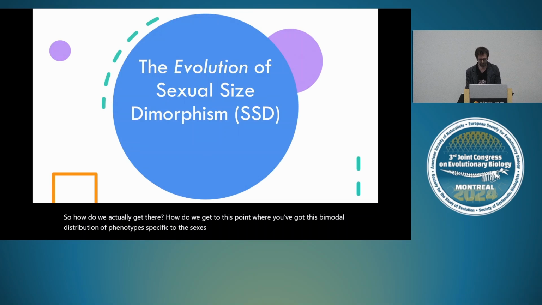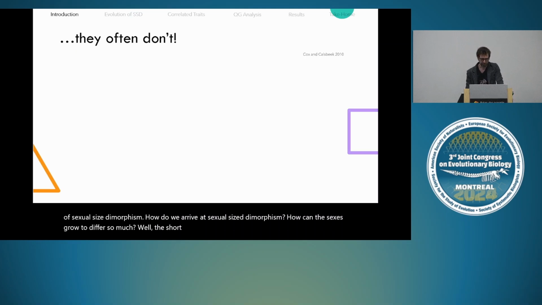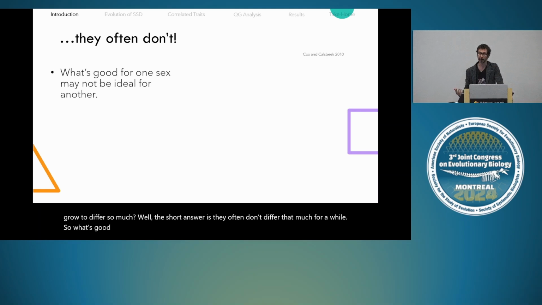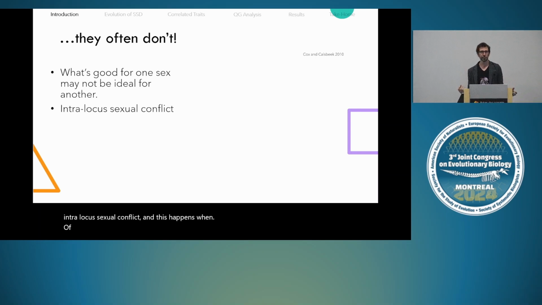Well, it makes us think about the evolution of sexual size dimorphism. How do we arrive at sexual size dimorphism? How can the sexes grow to differ so much? Well, the short answer is they often don't differ that much for a while. So what's good for one sex may not be good for another sex. We run into something called intra-locus sexual conflict, and this happens when a group of alleles controls a trait, but the sexes have different phenotypic optima, or fitness optima, for that trait.